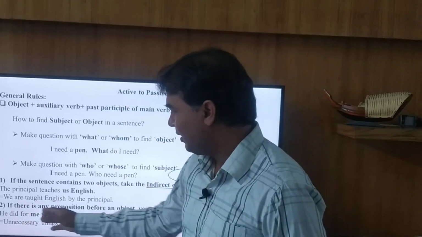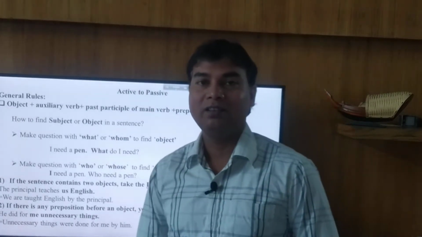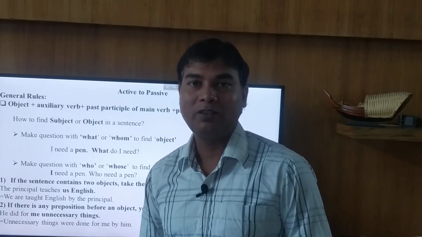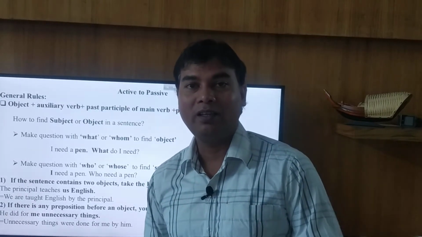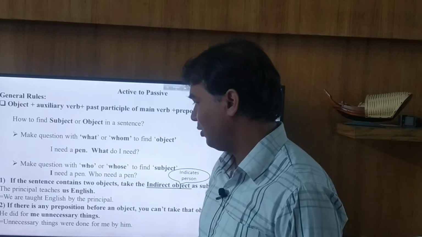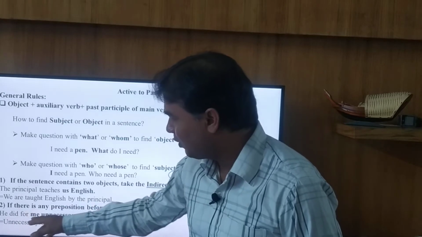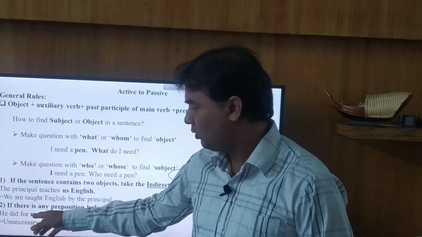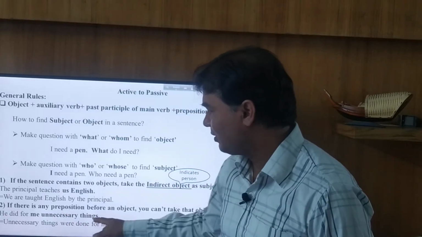And next, if there is any preposition before an object, you cannot take that object as subject. This is also very important. As I mentioned earlier, if you find two objects, you need to use the indirect object as subject. But if you find any preposition before any object, whether it is an indirect object or a direct object, you cannot use that object as subject. So here you see, he did for me unnecessary things. Here you see for, this is a preposition, so you cannot use me as subject. So you have to use the rest of the object, unnecessary things.